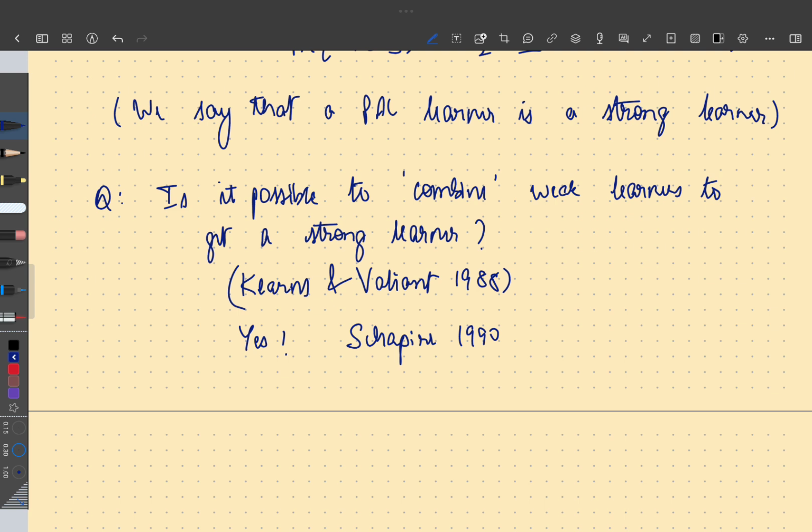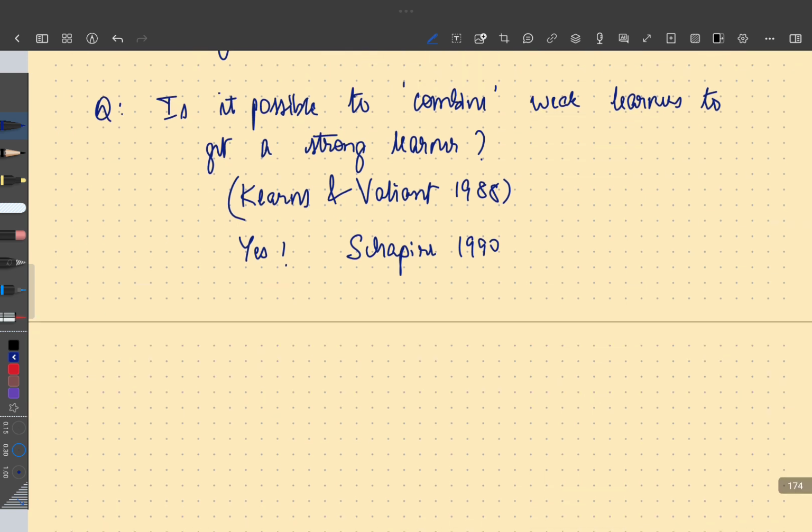So this was an approach that is now called boosting, but the algorithm given by Schapire was not efficient. It was just some theoretical result to show that yes, it is possible to combine weak learners to give a strong learner. But that was improved later on by Schapire and Freund, and is now called the AdaBoost algorithm. So let's see what boosting is and specifically what the AdaBoost algorithm is.